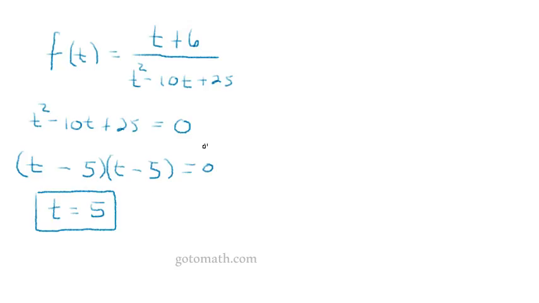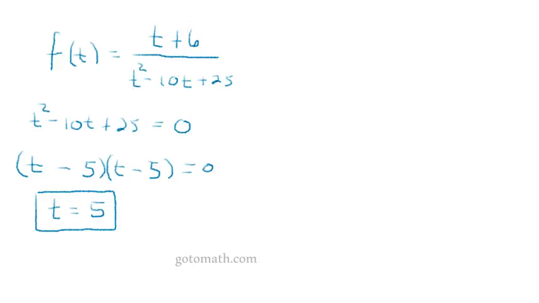And of course, if you plug 5 into the numerator, we get 11. So the good news is we don't get 0 in the numerator, because if we did get 0 in the numerator also, then that means that's not a vertical asymptote. So for a vertical asymptote, just take the denominator, set it equal to 0, and find the solution set.